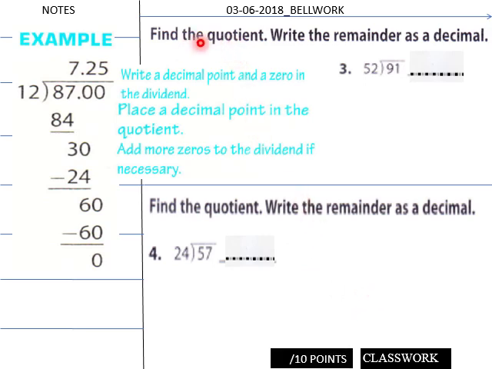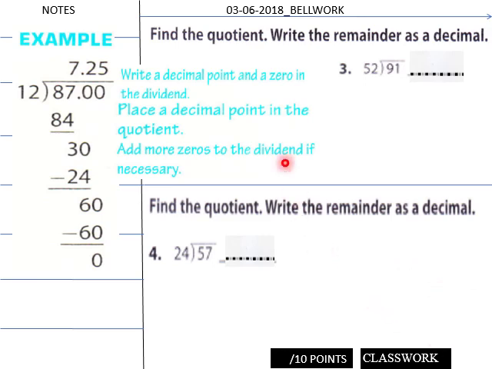Teachers and students, find the quotient, and write the remainder as a decimal for this one, students, and then for this one down here, write your remainder as a decimal. And teachers, give your students about 3-4 minutes for this. See you in 3 or 4 minutes.